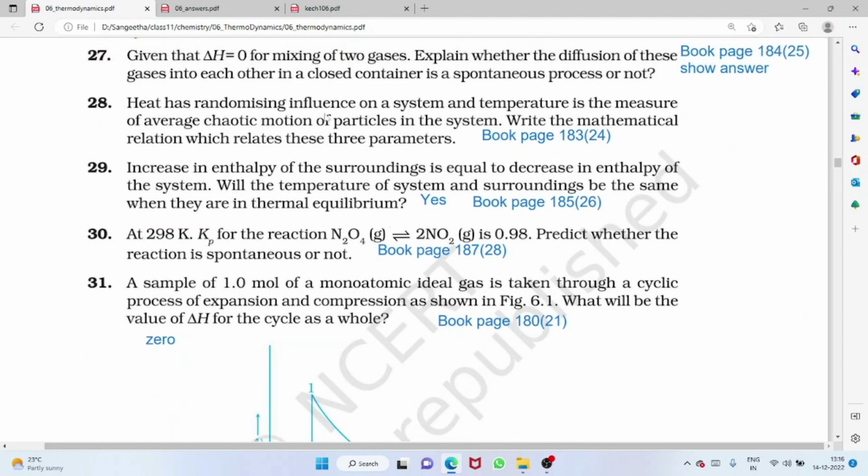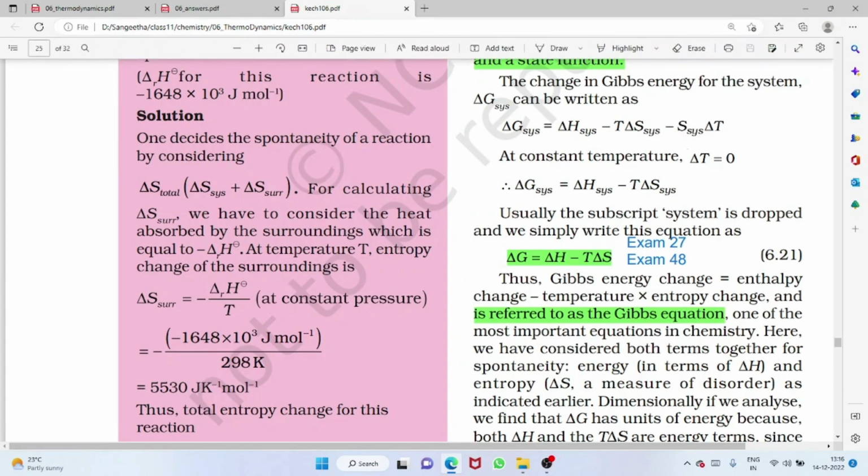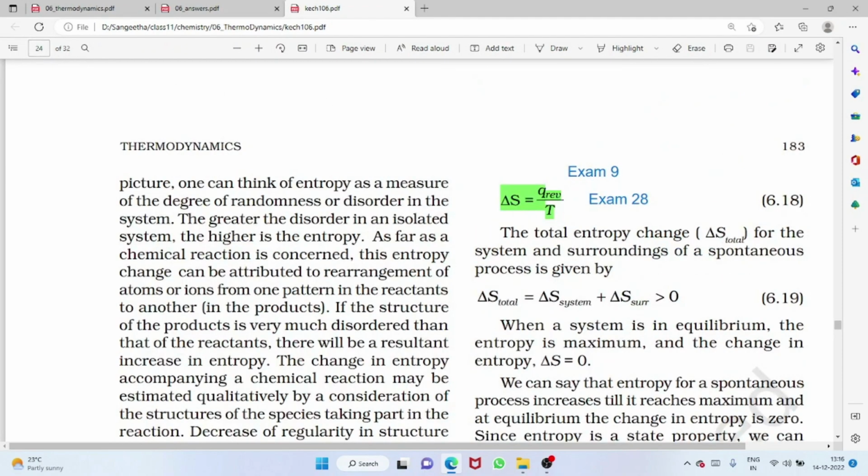Heat has a randomizing influence on the system, and temperature is the measure of the average random motion of the body. Write the mathematical relation which relates these three parameters. So this is the equation: entropy, heat and temperature.